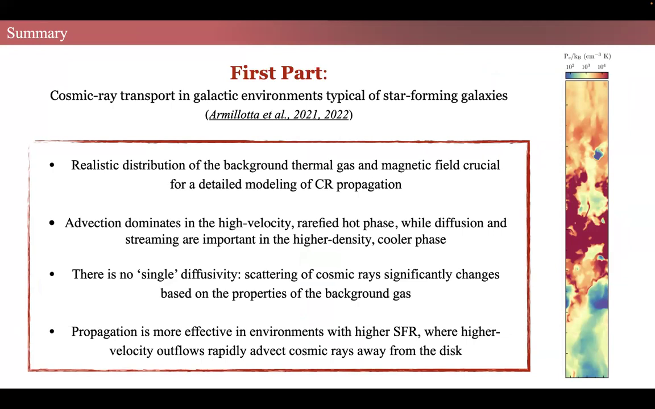And we have seen that a realistic distribution of the background ISM is crucial for a detailed modeling of cosmic ray transport. Also, there is no single diffusivity. Depending on the background gas properties, the scattering coefficient of cosmic rays can vary over more than 4 orders of magnitude. And finally, cosmic ray propagation seems to be more effective in environments with higher star formation rate, where higher velocity outflows quickly remove cosmic rays away from the disk.